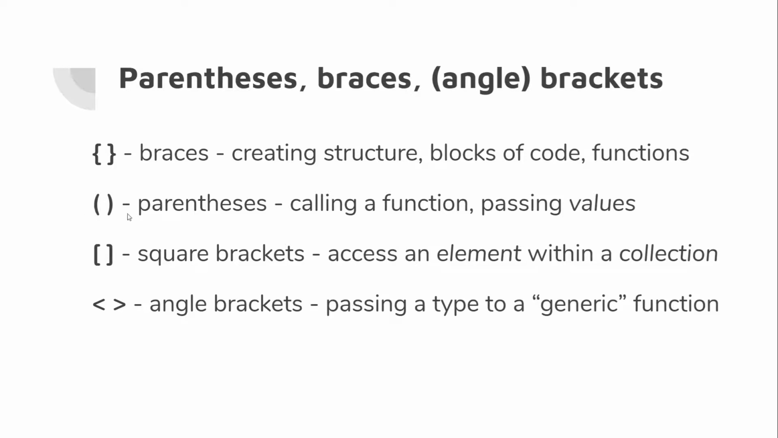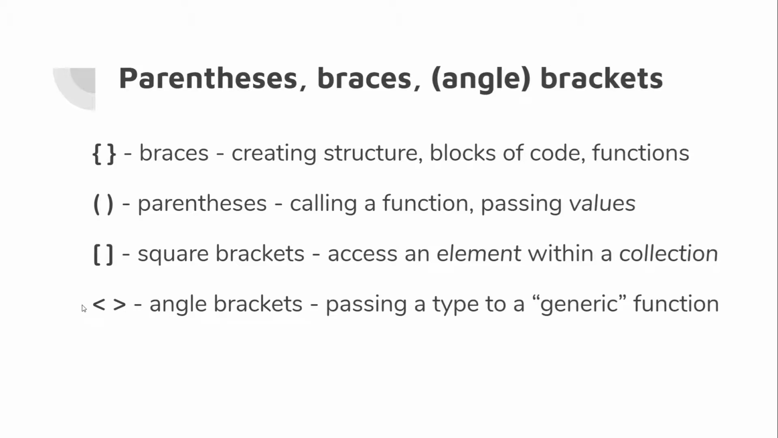Parentheses, the normal parentheses, are used when you're calling functions and specifically when you're passing values to a function or a method, right? So when you are calling a method or a function, we're going to use parentheses for that. Square brackets are used when you're accessing an element within a collection. So for example, if you're using an array or a list, you're going to look at the individual elements within a collection using that. So you could say the 0th element, the 12th element, and so on, the 5th element.